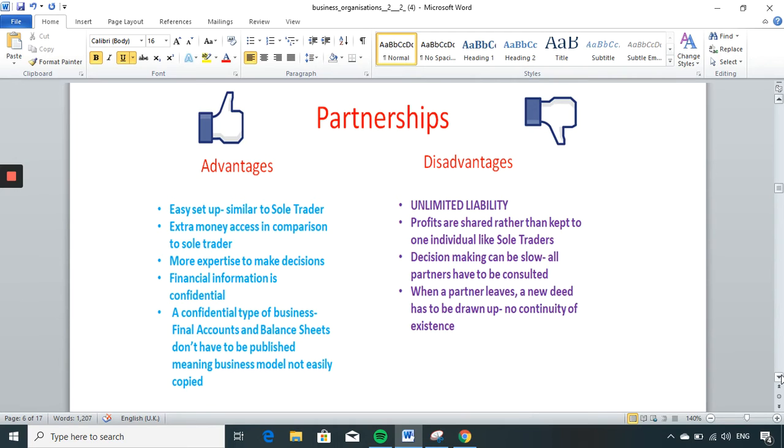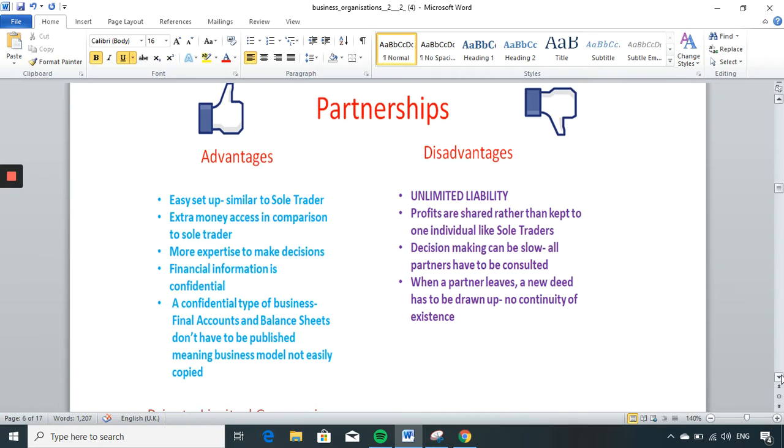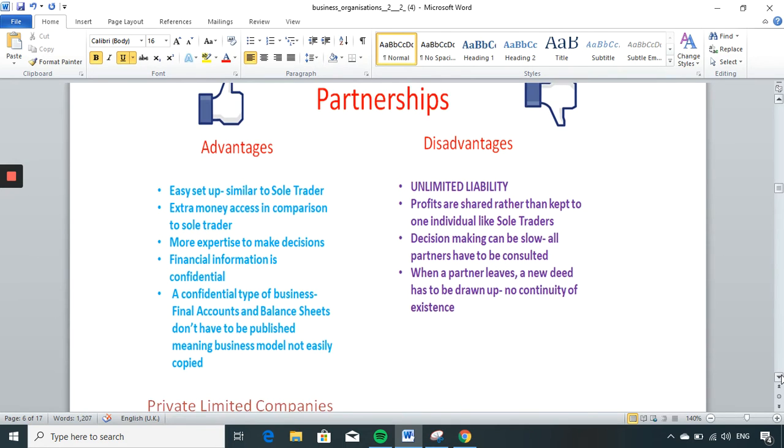Because you consult with different partners, decision making can actually be quite slow, and you may need to react to things quite quickly, so that can be an issue. Or when a partner leaves, so this is the setup stage, a new deed has to be drawn up, and there's no continuity of existence. So it has to, as I said, be redrawn. The business can't keep functioning.